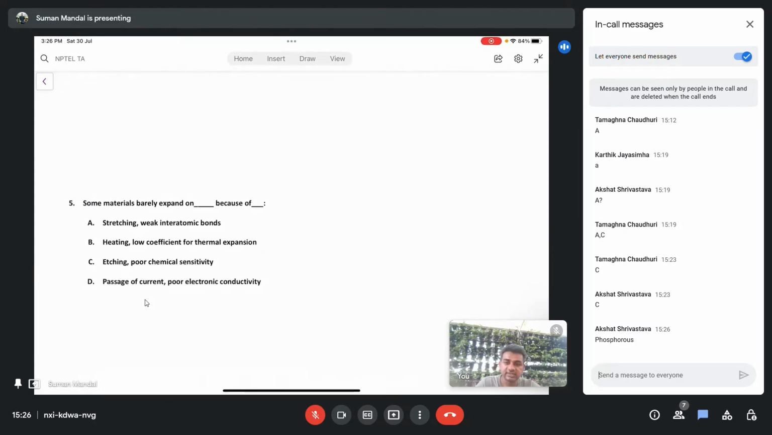Okay. So next question. Some materials barely expand on dash because of dash. Stretching because of weak interatomic bonds, heating because of low coefficient of thermal expansion, etching because of poor chemical sensitivity, and passage of current because of poor electronic conductivity. Somebody has said B. Any more answers, sir?